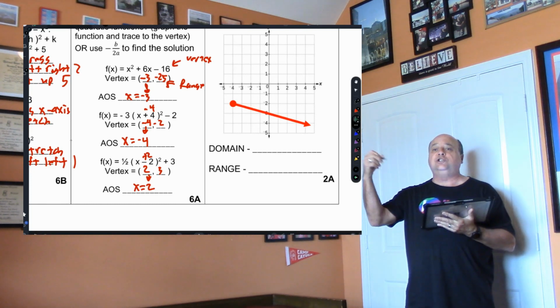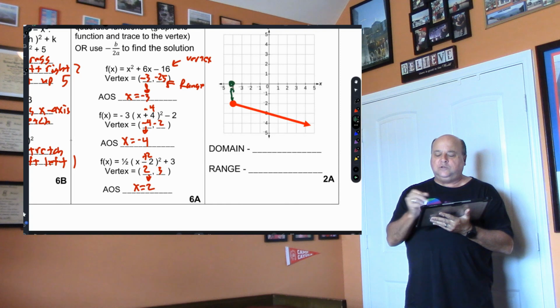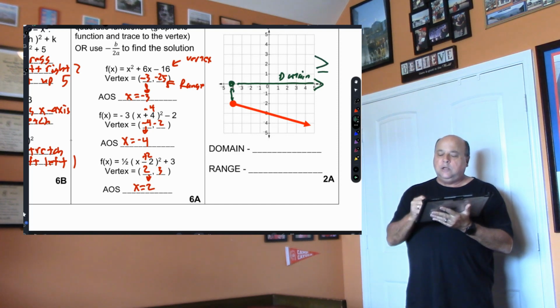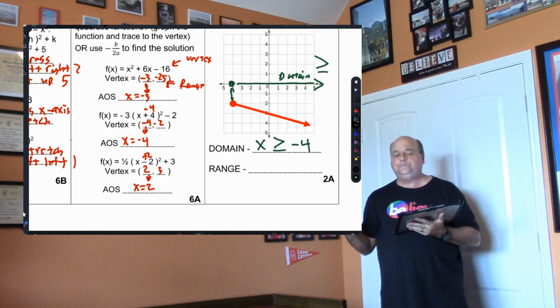Your domain is your x numbers. So go over here, go straight up and put a closed dot right here and put an arrow tip. This right here is your domain. So the domain starts at negative 4. Everything to the right gets bigger. You're going to use greater than or equal to. So I have all of my x's greater than or equal to negative 4.